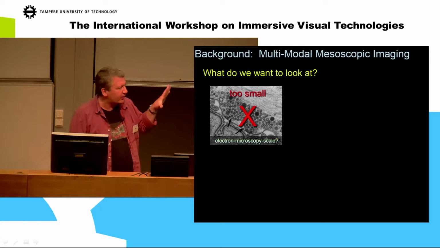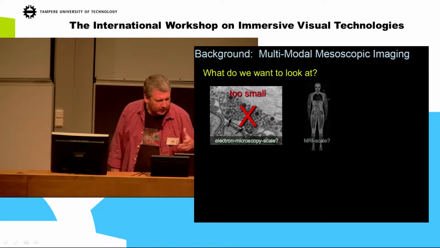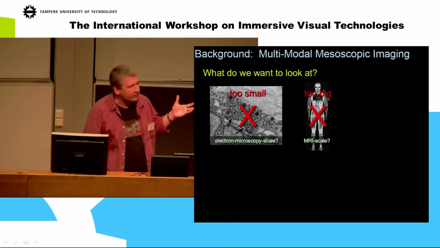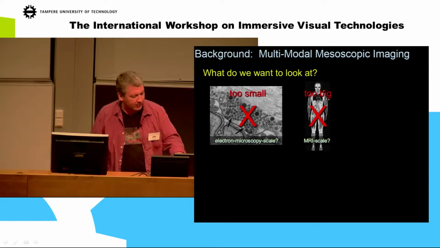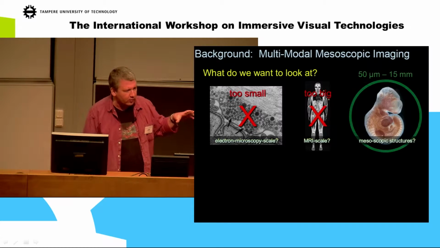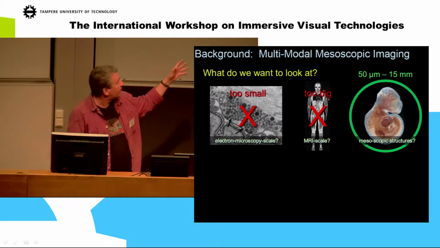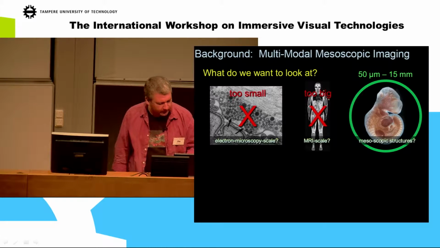Electron microscopy is really not suitable for the scales that we're looking at. And similarly, whole human imaging like MRI is not it. There's nothing wrong with these techniques. They're wonderful if that's what you want. But what we're really focusing on is what we call the mesoscopic scale of samples, samples in this kind of size.